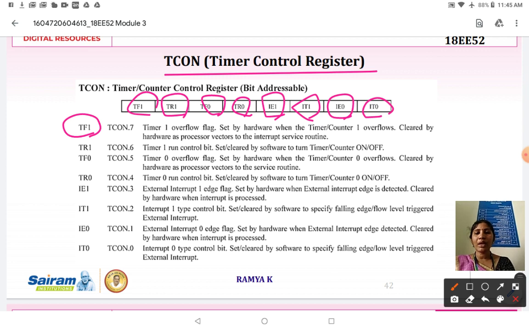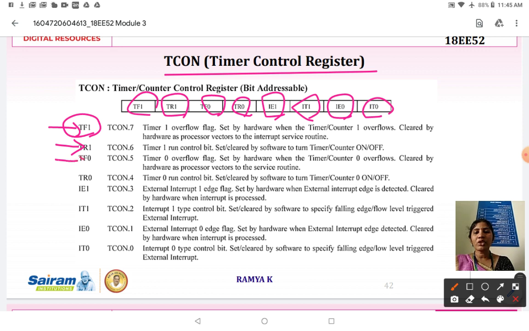TR1 is nothing but the timer run control bit. This particular bit is set or cleared only by means of software, whereas TF1 is your overflow flag, which is set or reset only by the hardware control. So TF1 is your hardware control, and TR1 is your software control. The timer run bit is a software control, set or reset only by means of your software.